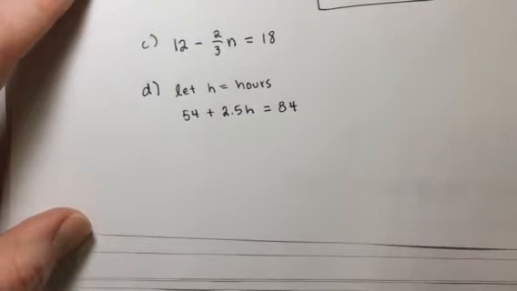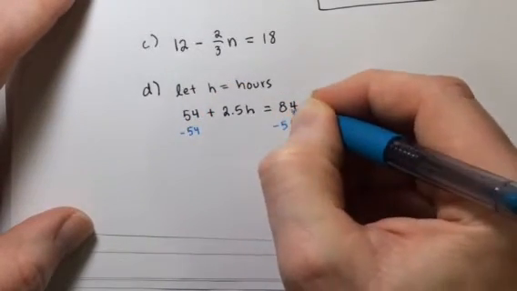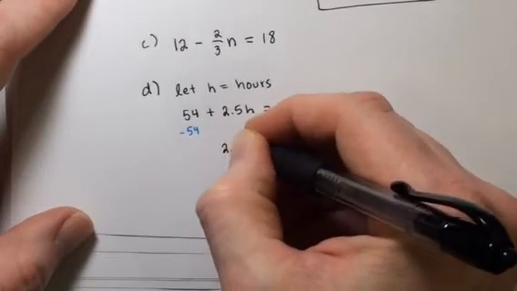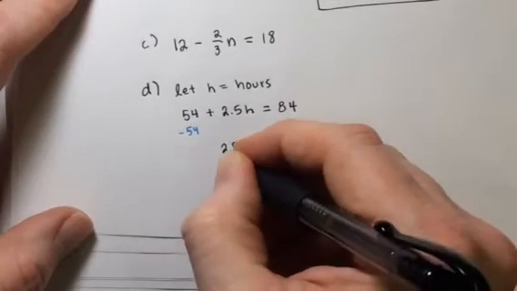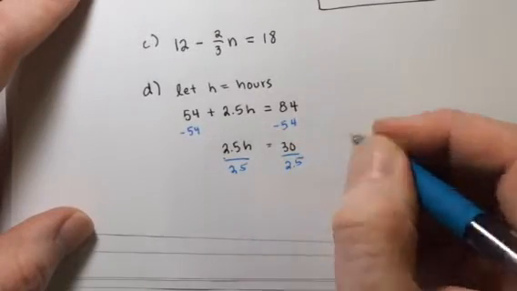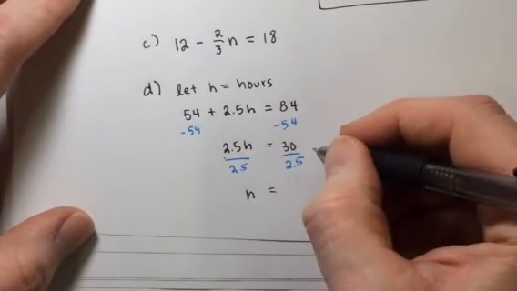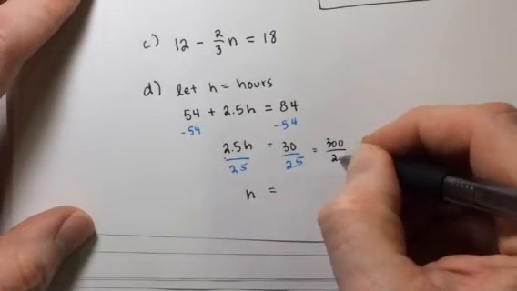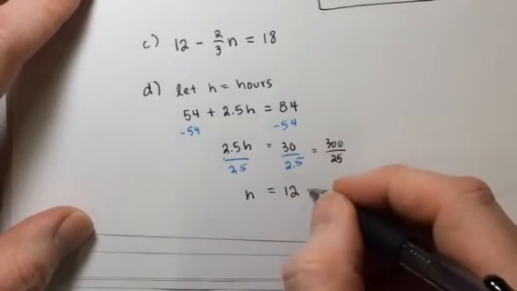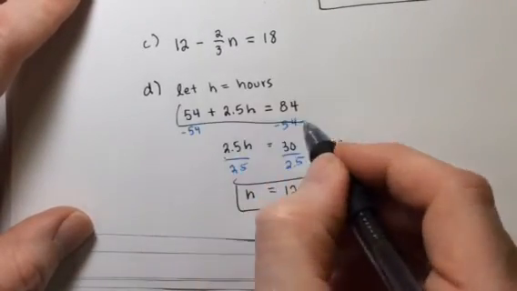Now that we have our equation, we need to solve it. So first step would be take 54 away from both sides. 84 take 54 away, that would be 30. So 2.5 times h is equal to 30. Then we want to divide both sides by 2.5. So 30 divided by 2.5, don't reach for your calculator, we can do this. 30 over 2.5 is the same thing as 300 over 25. So how many 25s are in 300? That would be 12. And the units here would be hours. So there is your solution, and there is your equation.